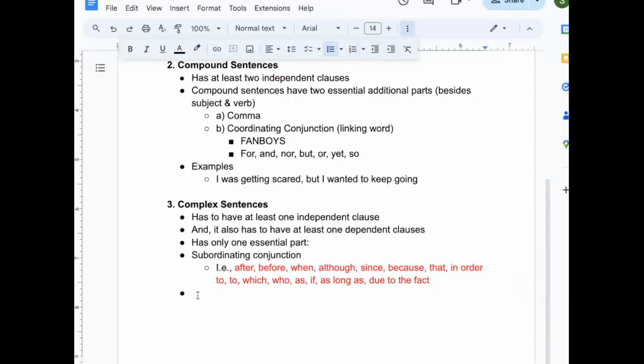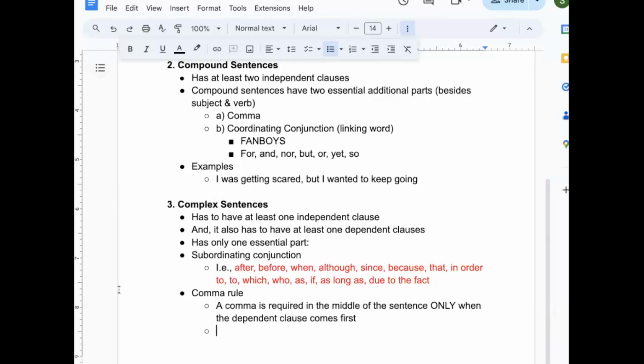Okay, now we have the rule related to a comma. Anybody remember the rule related to the comma? Anybody remember that at all? It's probably the most difficult thing we have here. Anybody remember? The comma is required in the middle of this. Yeah, so it's related to the middle. It's good. So the comma is required in the middle of the sentence. So you got that only when a dependent clause comes first.